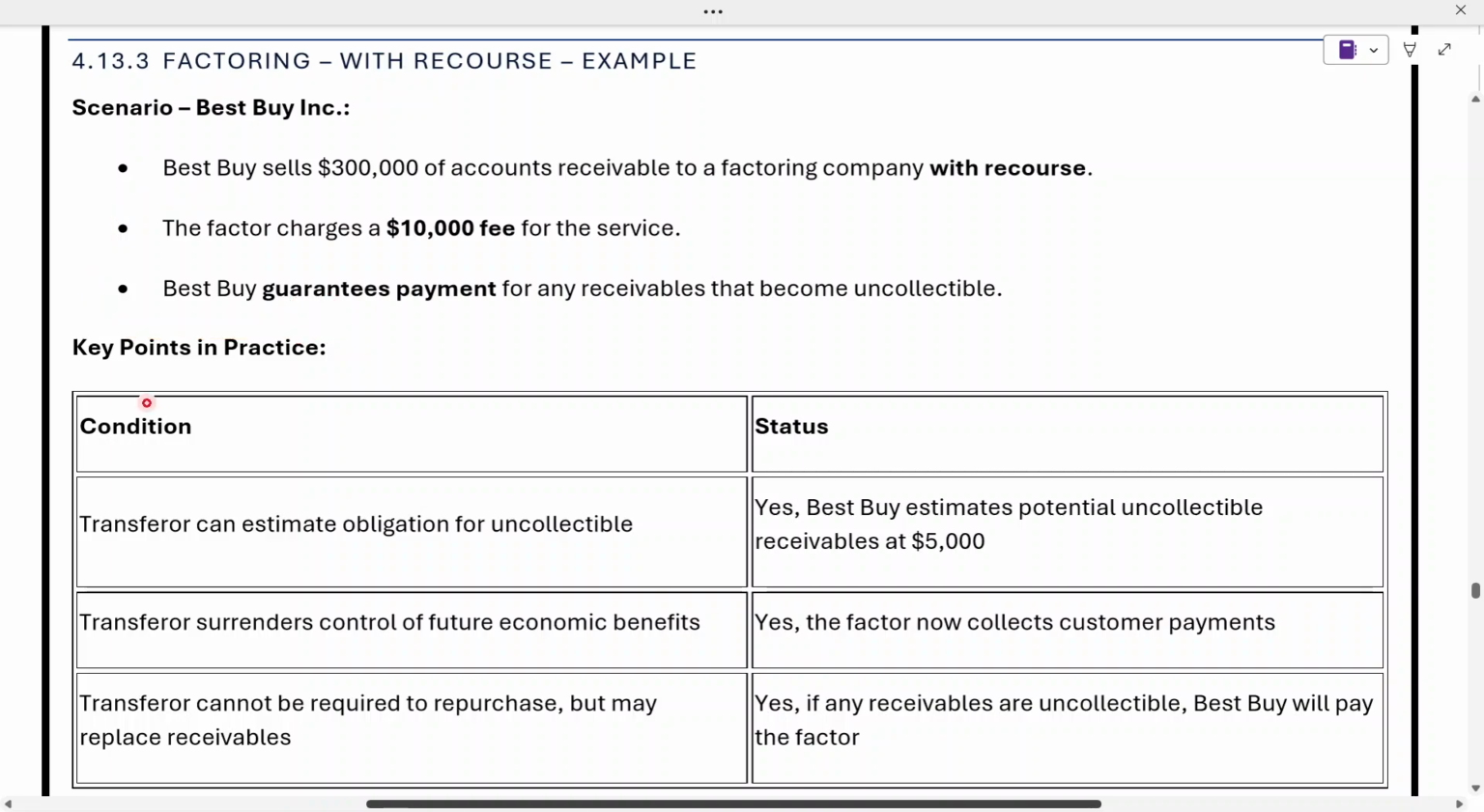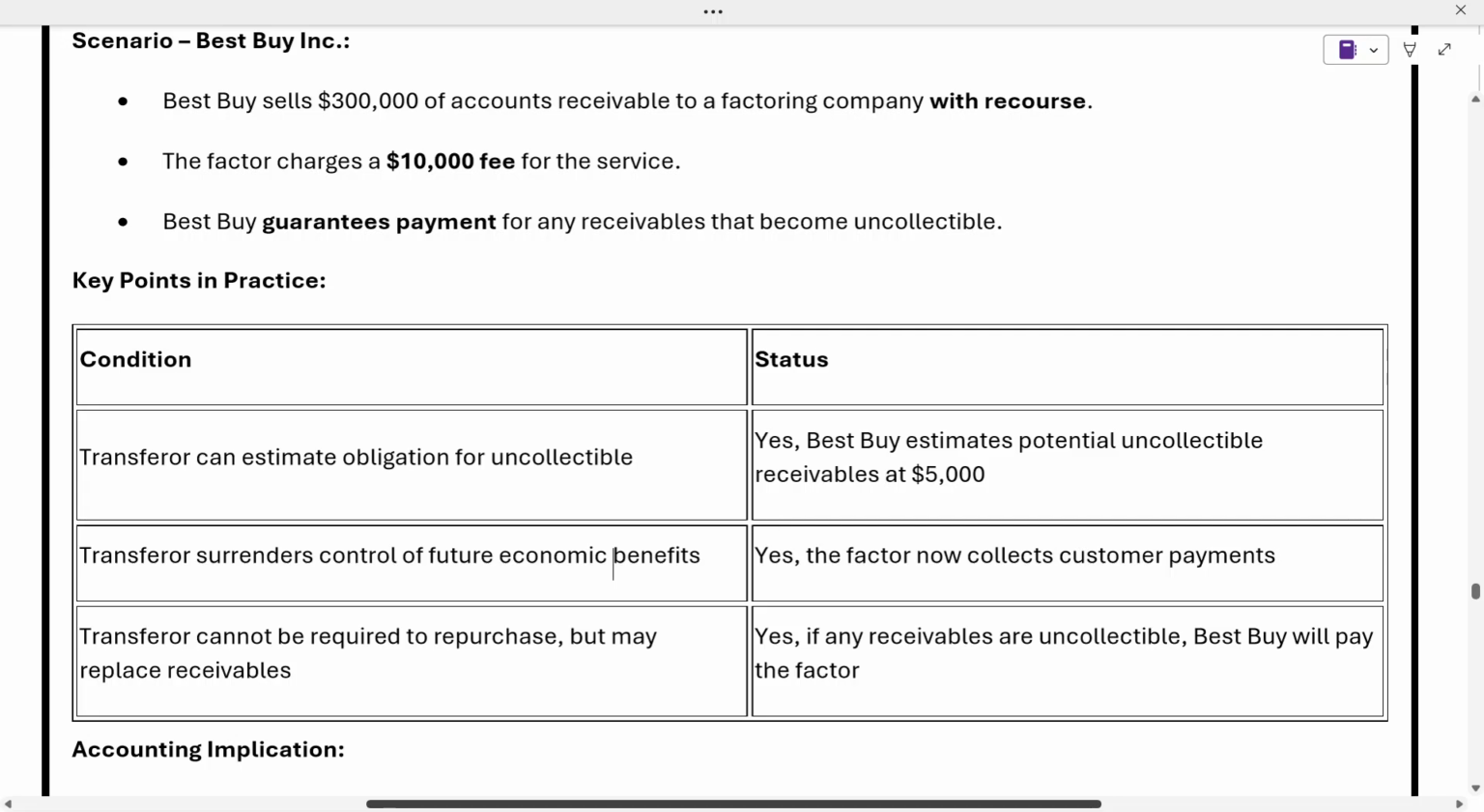Now, the key point in practice is simple: the transferor can estimate obligations for uncollectible amounts. Basically, Best Buy estimates how much uncollectible there may be. So, Best Buy estimates potential uncollectible receivables at $5,000. Out of this $300,000, $5,000 may be uncollectible. That is the estimation by the company. Transferor surrenders control of future economic benefits.